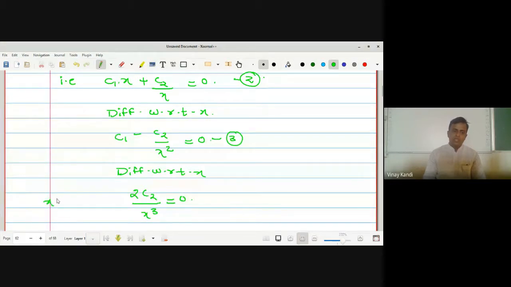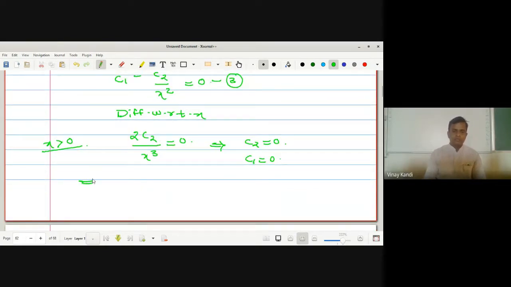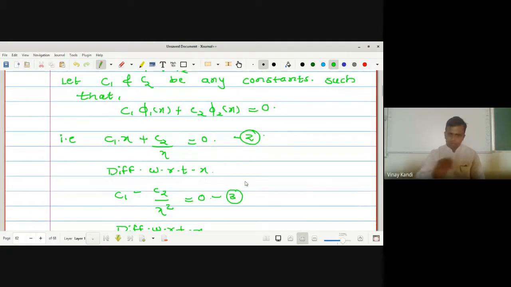But we have x is greater than 0. It implies C2 must be equal to 0. Now putting the value of C2 in equation number 3, what we get here? C1 must also be 0. Hence the two solutions phi 1 and phi 2 are linearly independent. This is one method. What will the other method be?